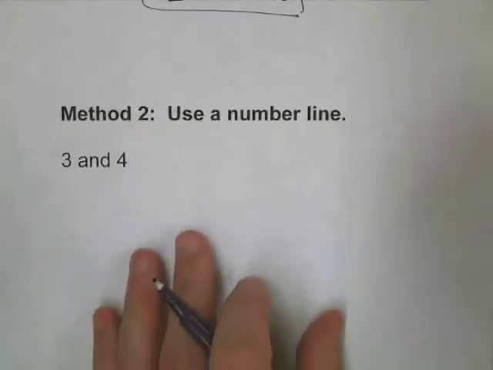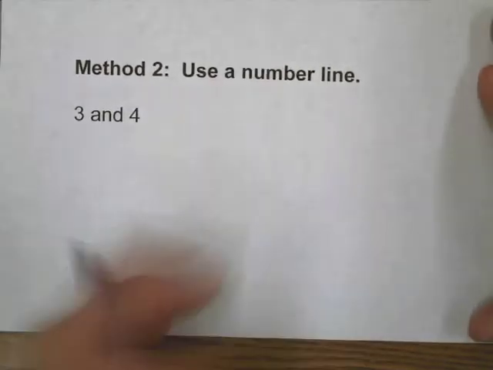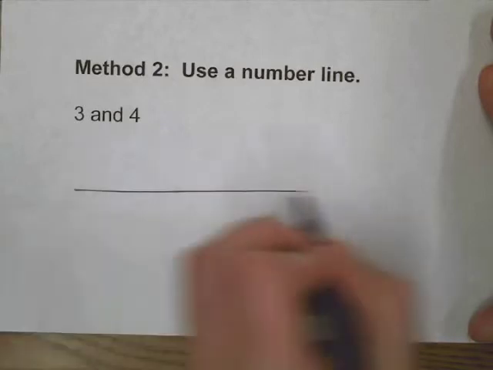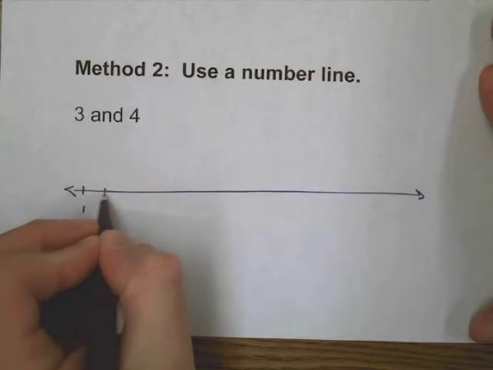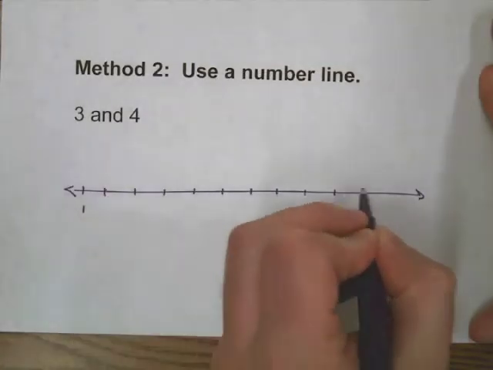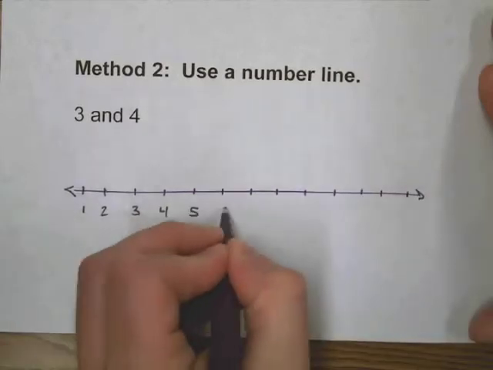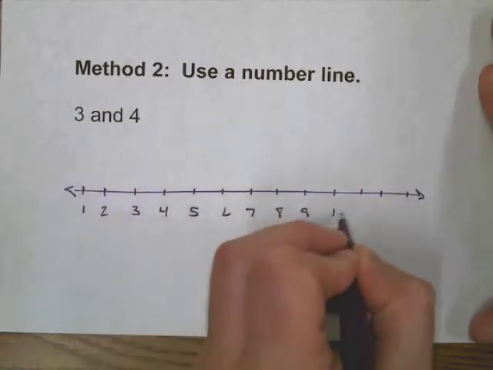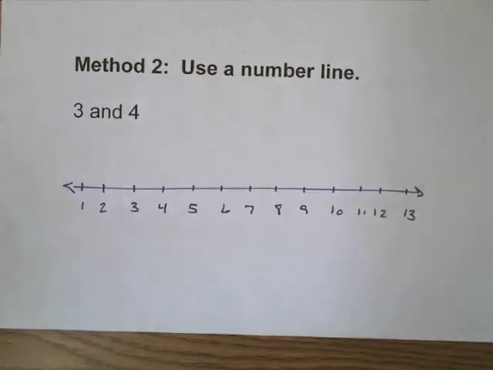Let's take a look at another method. We could also use a number line to help us out there. Let's say we're looking at the numbers 3 and 4. So I'm just going to draw myself out a number line. I'm going to start it with 1, 2, 3, 4, 5, 6, 7, 8, 9, 10, 11, 12, 13. Just going to label those there real quick. I could keep going out further, but let me see first if this is going to be enough.